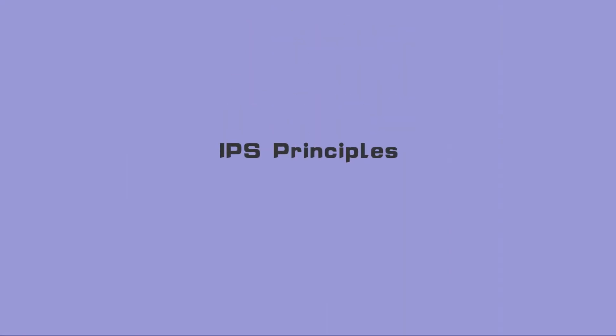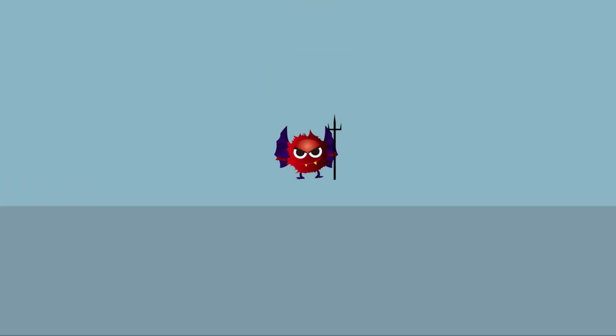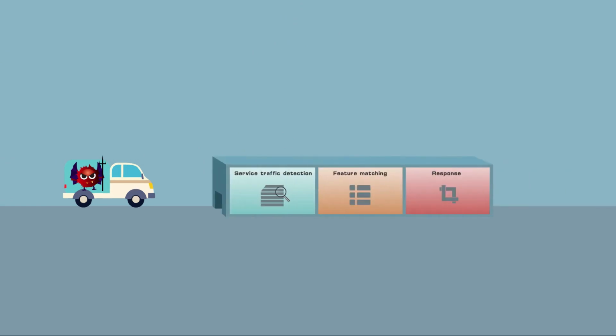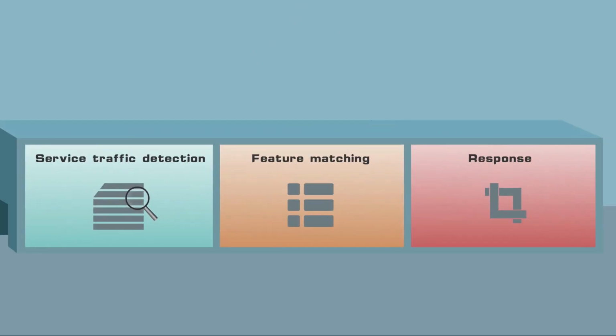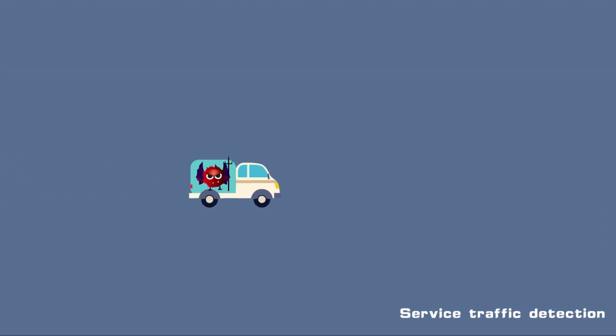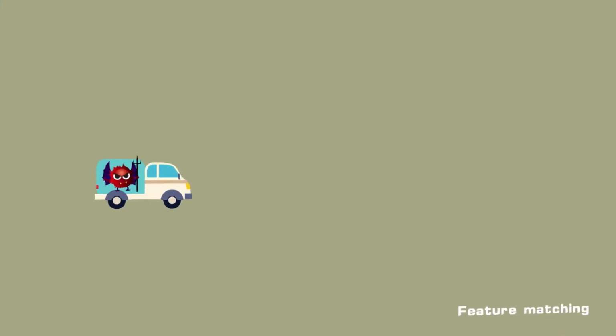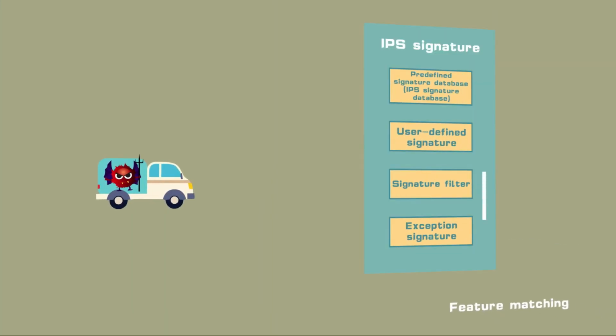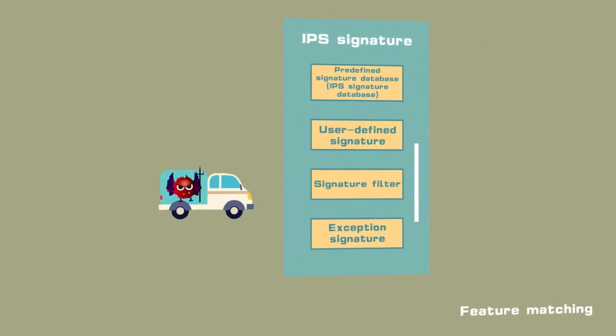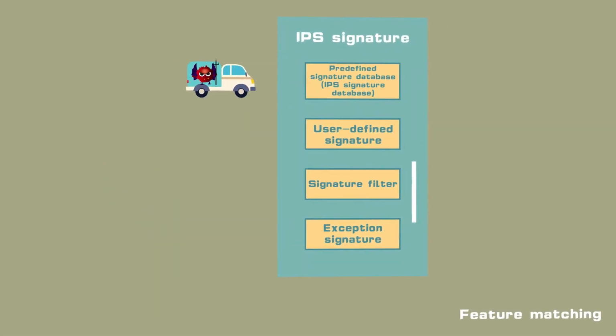How does the IPS defend against application layer attacks or intrusions and block unauthorized traffic? When intrusion behavior occurs on the network, the AR router detects the service traffic being transmitted. 1. Service traffic detection. First, the router reassembles IP packet fragments and TCP traffic to ensure data continuity at the application layer. 2. Feature matching. The router matches the analyzed packet features with IPS signatures. If the features match known signatures, the router responds accordingly. 3. Response.